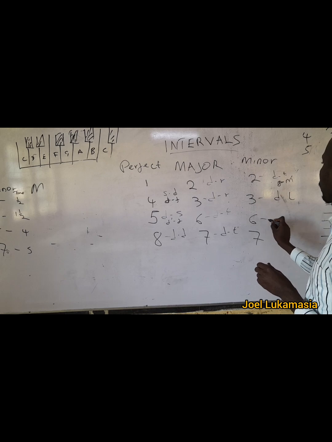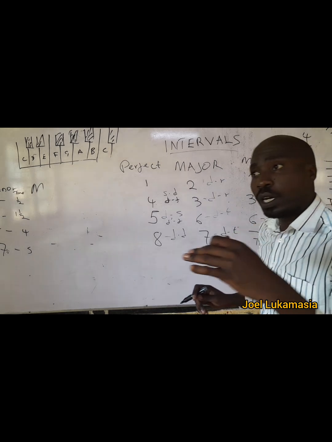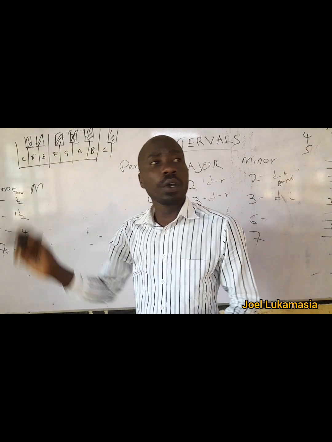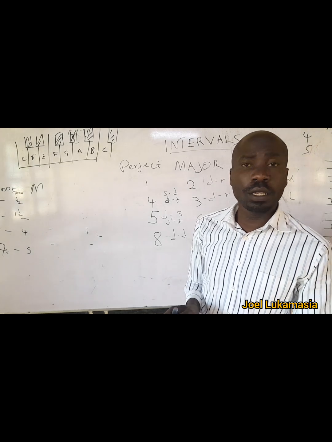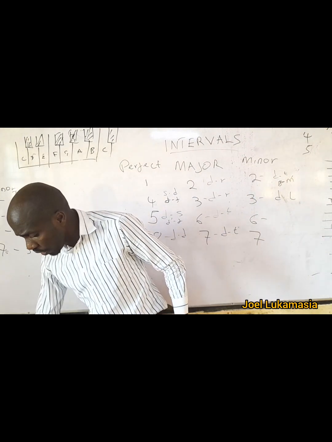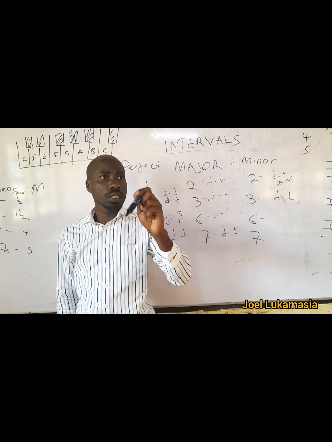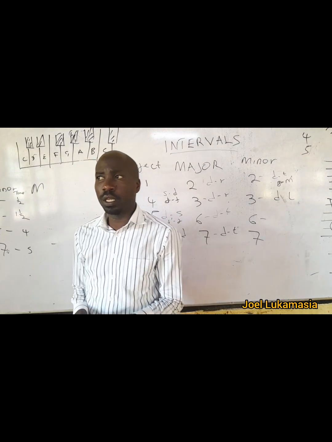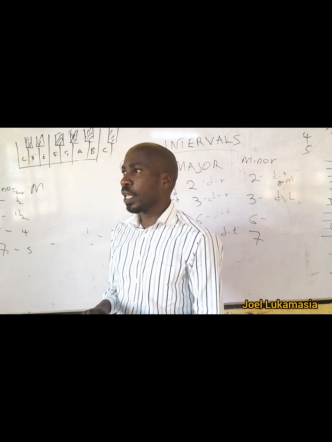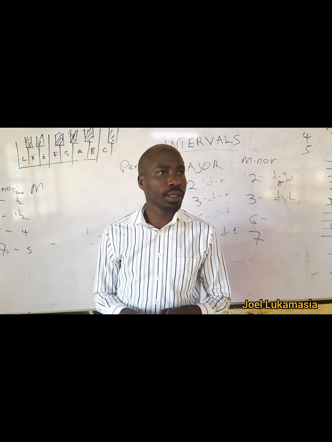Then minor sixth, you assume is do, ti, la, so, fa, mi. Your higher note is do, your lower note becomes mi. So you descend the scale. Do, ti, la, so, fa, mi. A do and a mi. That one becomes your minor third.